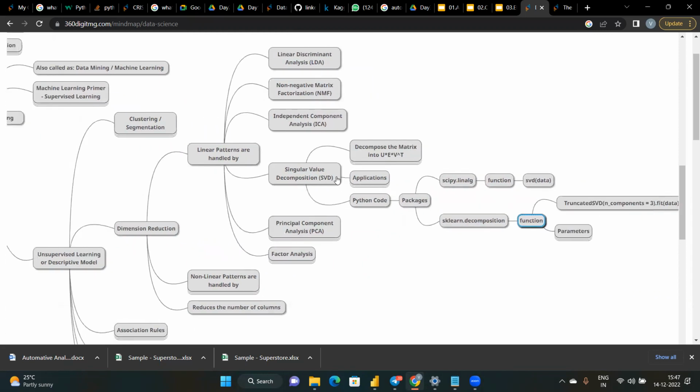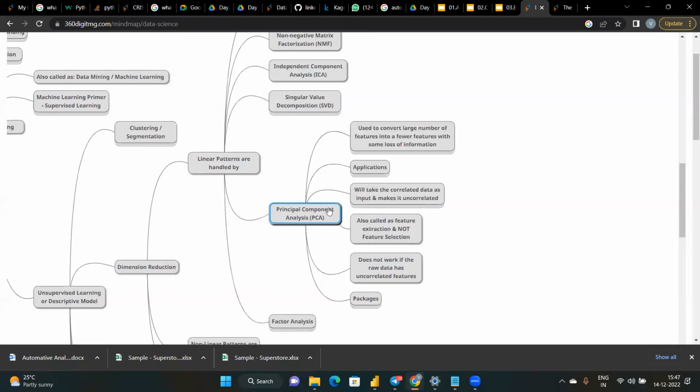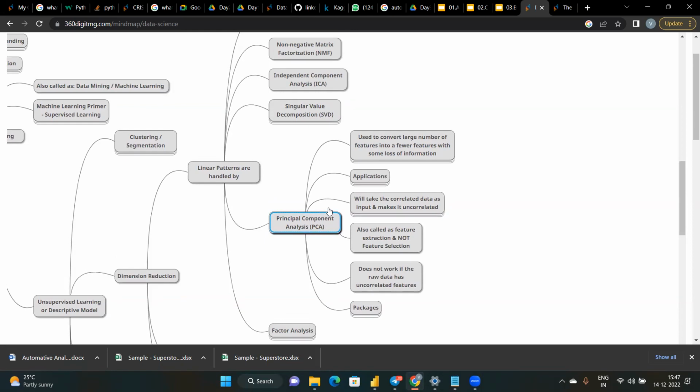The next thing we have is principal component analysis. So what is PCA? We use it to convert a large number of features into fewer features with some loss of information. It is also called feature extraction, not feature selection. The raw data should be uncorrelated features. It has some restrictions, you can say, guys.